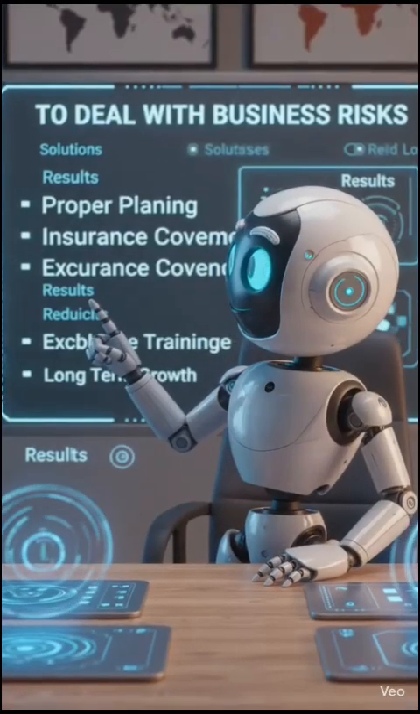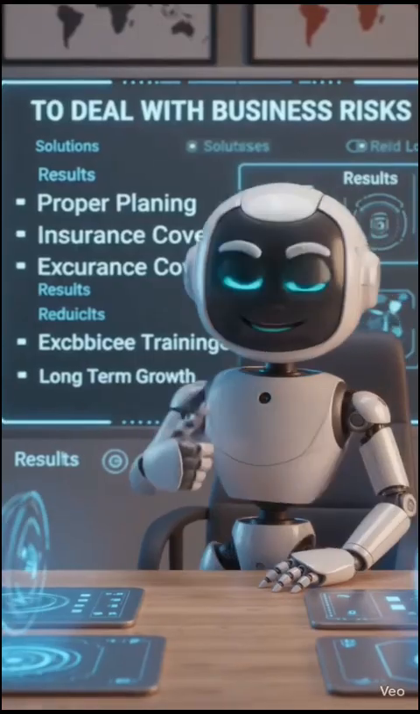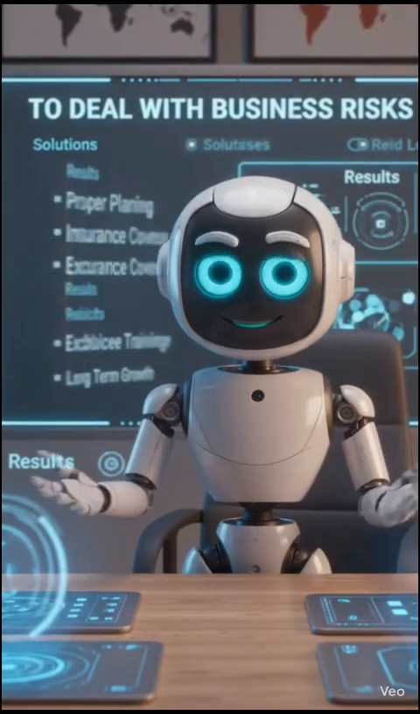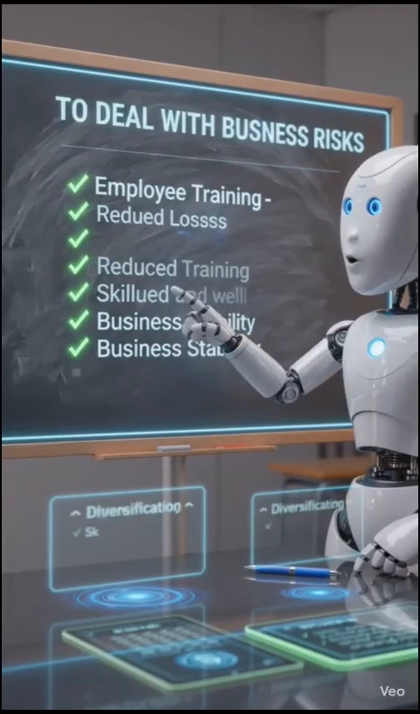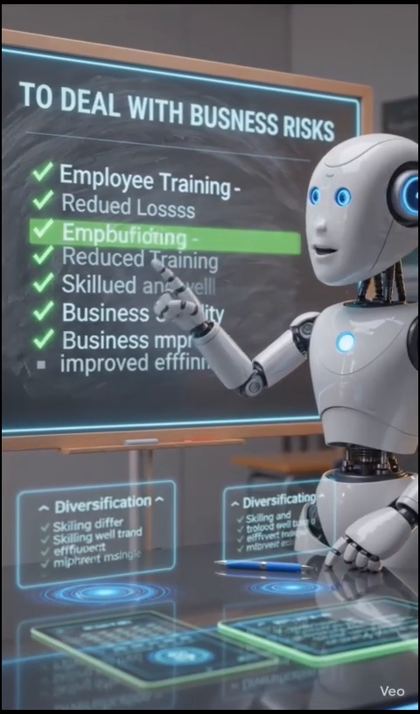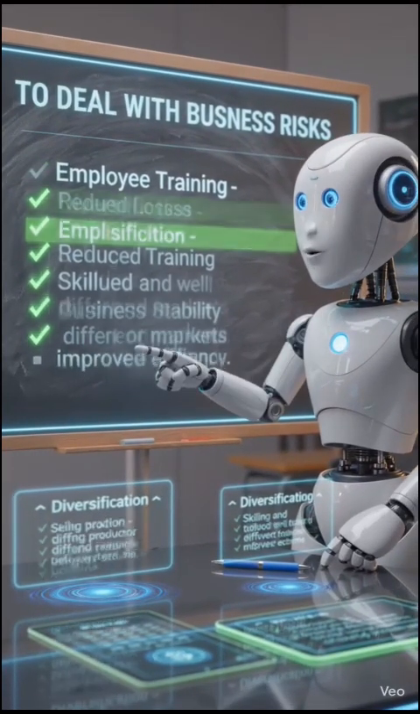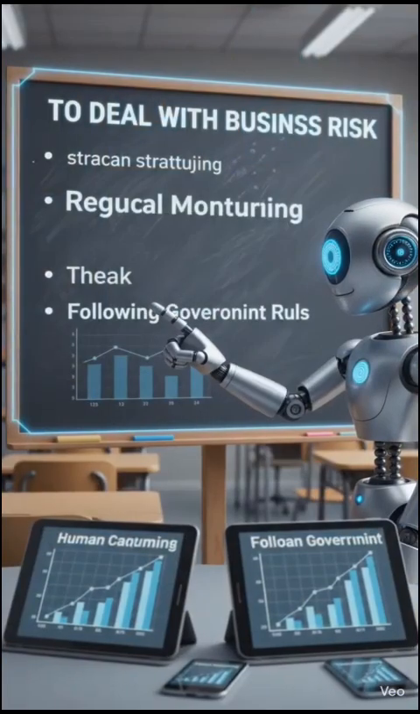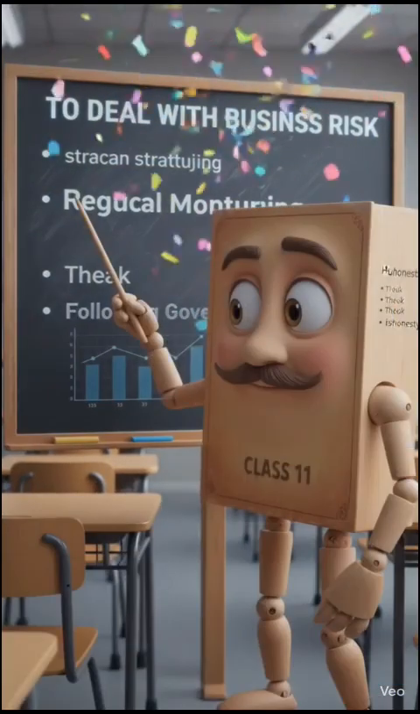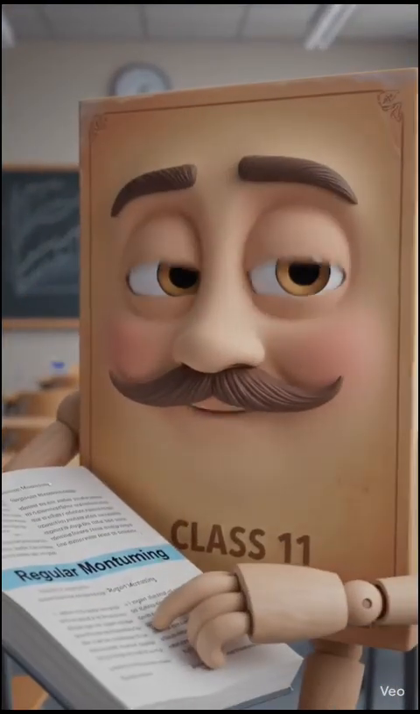Insurance. Insurance protects businesses from losses due to fire, theft, accidents, and natural disasters. Employee training. Skilled and well-trained employees make fewer mistakes and improve efficiency. Regular monitoring is key. Businesses should continuously monitor changes in technology. Remember, keep an eye on competition and government policies.